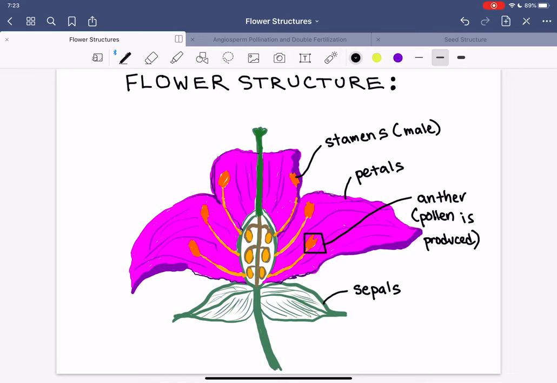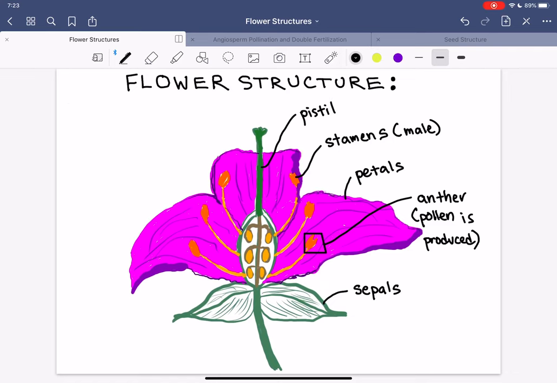And if you don't know what pollen is at this point in time, that's okay. We'll get to it later on. So that's it for the male layer. Now we have one more layer to go. It's the innermost layer. The border of it here is drawn in green. This is called the pistil.